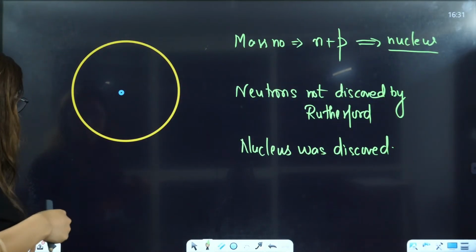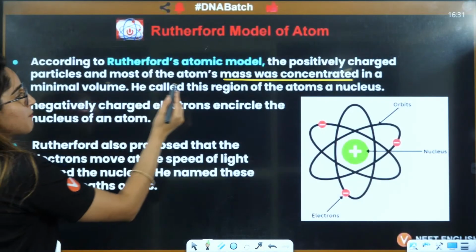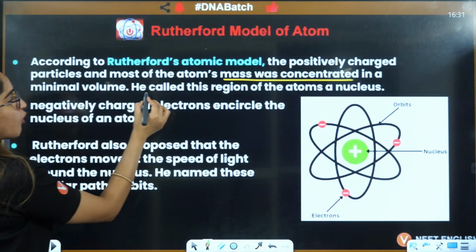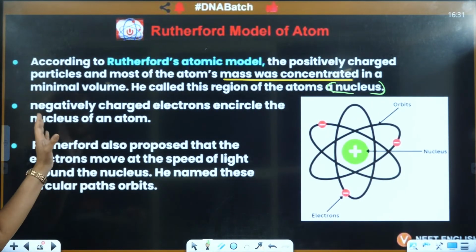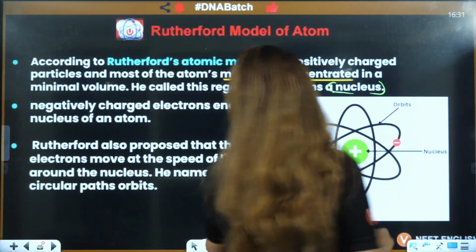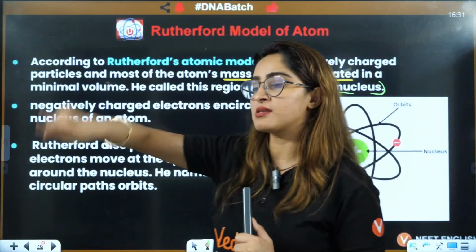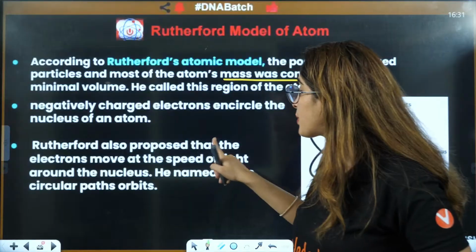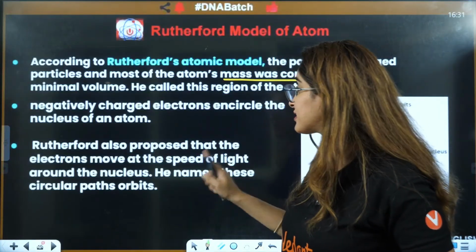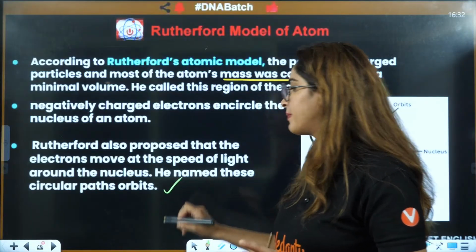That's why I just correlated this thing here, right? So you can see here that mass was concentrated in a minimum volume, that is called the nucleus. Then negatively charged electrons encircle the nucleus of the atom. He said that electrons are encircling the nucleus like this. Rutherford also proposed that the electrons move at the speed of light around the nucleus. He named the circular paths orbits.